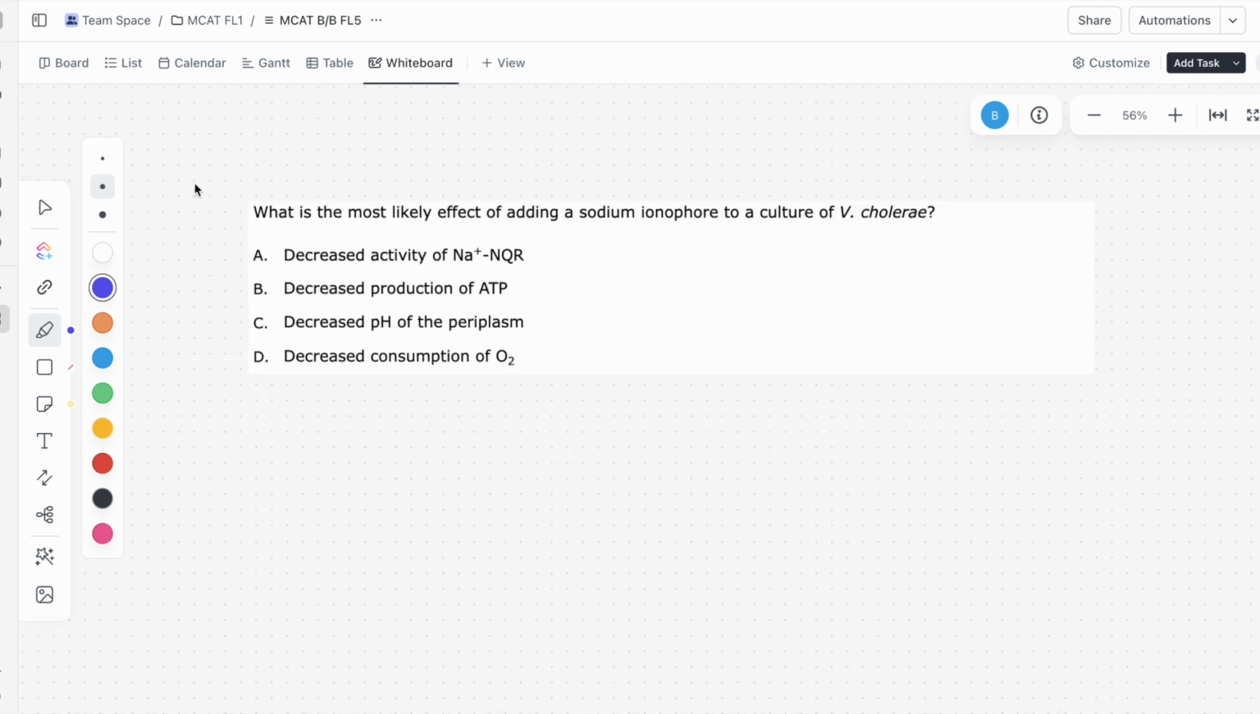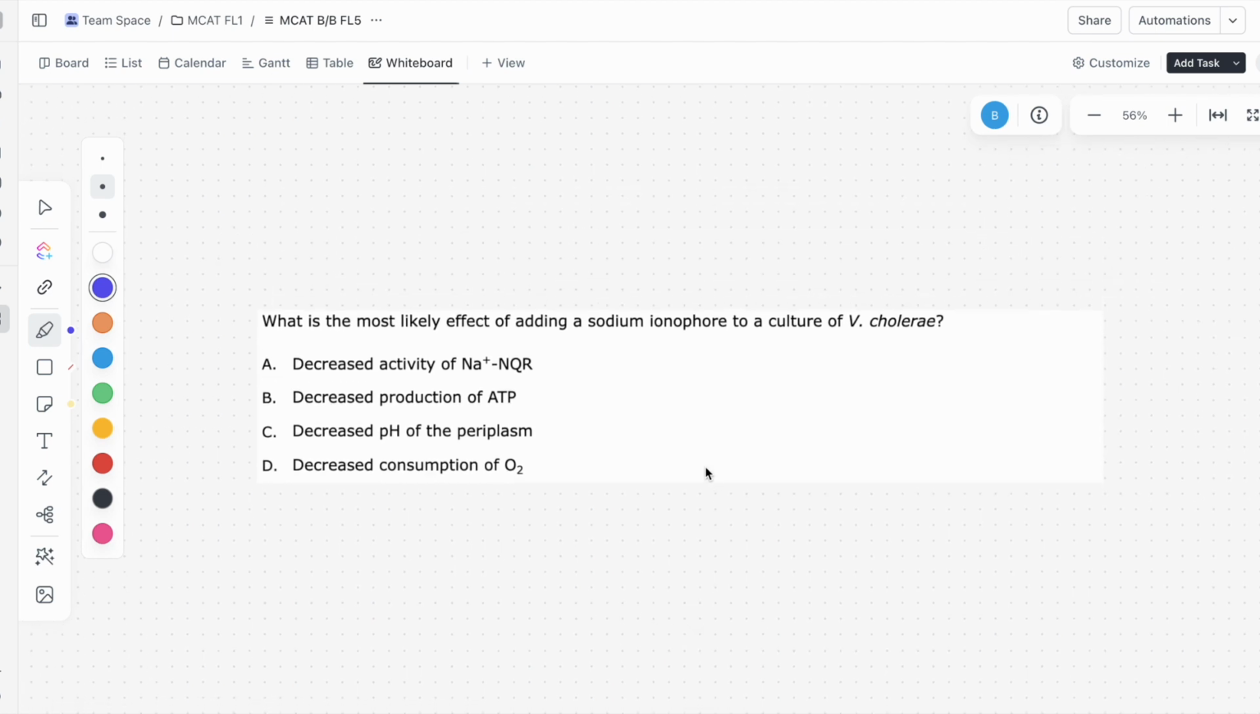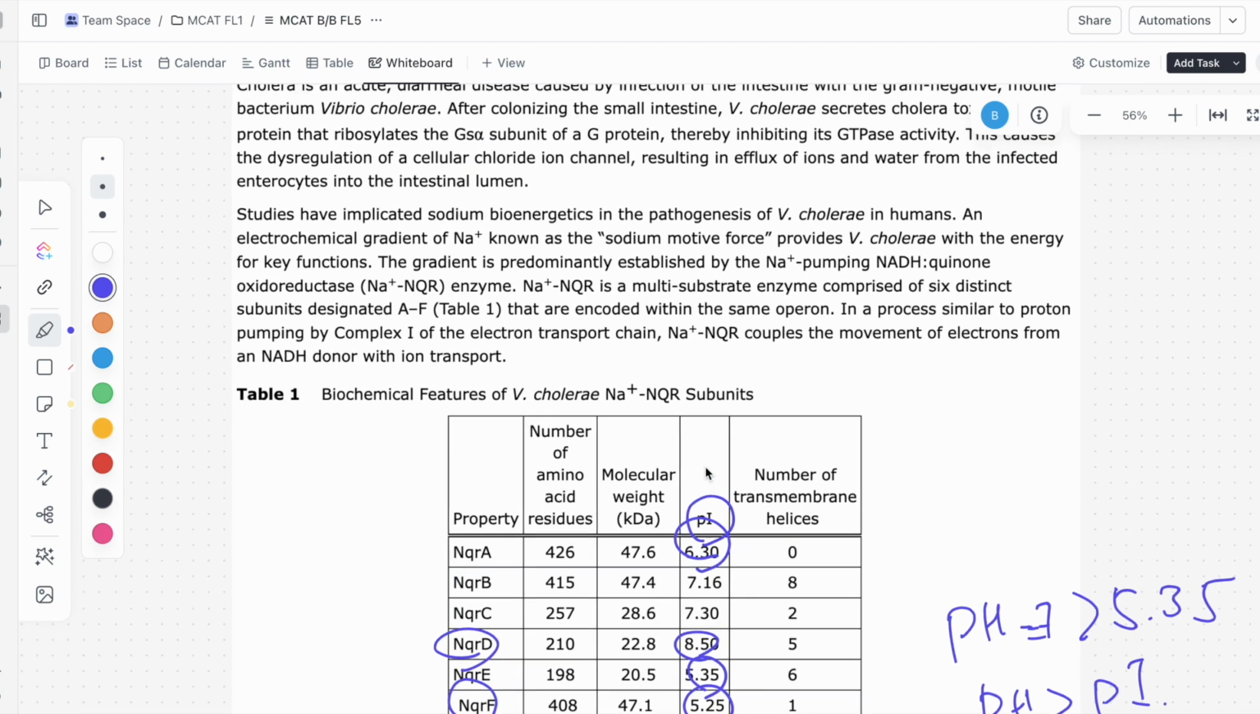All right, so this is question 26 of passage 5. It says, what is the most likely effect of adding a sodium ionophore to a culture of V. cholerae? So what is a sodium ionophore? This is going to be something that is not really explained in the passage, so I'll just tell you exactly what this really is. A sodium ionophore is something that carries sodium from one side of a membrane to the other side. So let's take a look at what sodium does for this V. cholerae. All right, let's take a look.